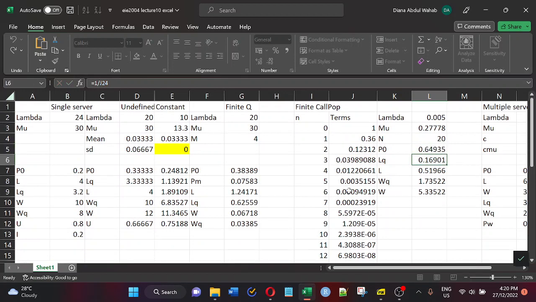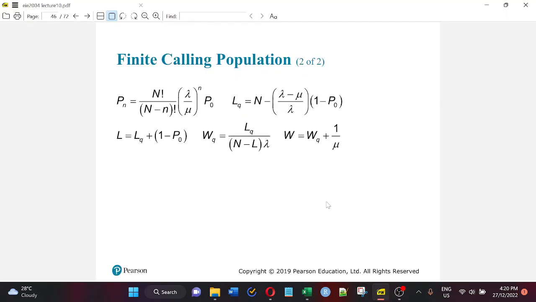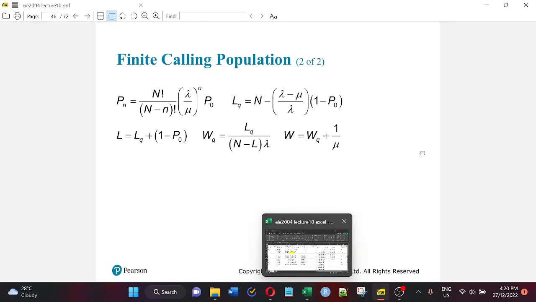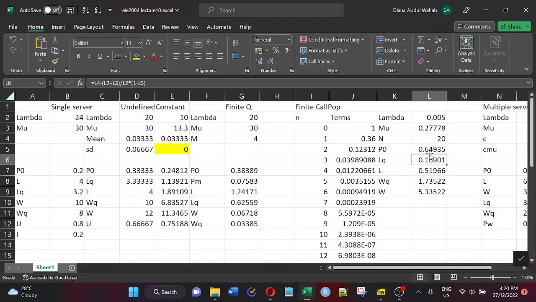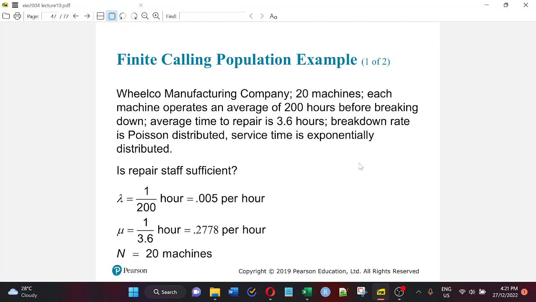And then the P naught is given by 0.64, or 65% of the time the system is busy. And then the rest of this, I think, is not that difficult. The formula is not that difficult, so you just follow the formula, and then you get all the operating characteristics given in the Excel. Everything that I got here is more or less the same as the numbers in the lecture notes. So you can just use this formula and see if you get exactly the same.